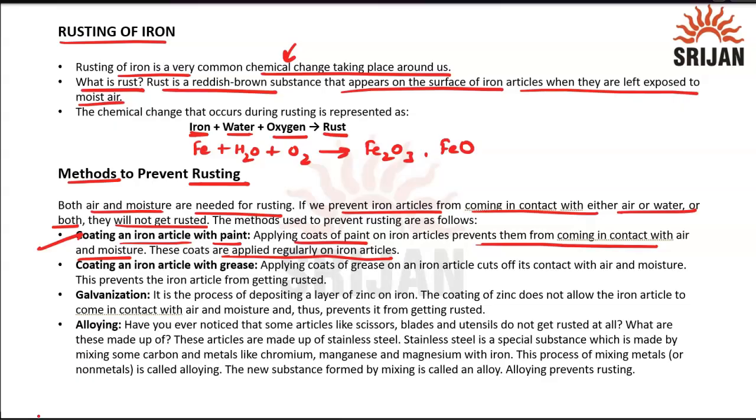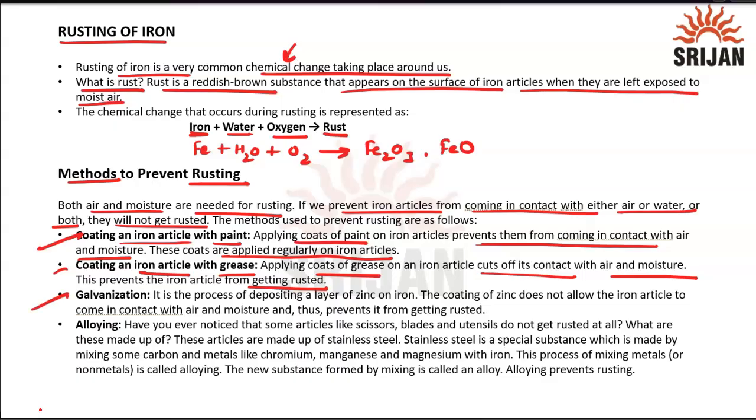The second thing would be coating an iron article with grease. So you can apply the paint, you can apply the grease, you can also apply some kind of oil, which cuts off its contact with the air and moisture. This is one common thing that you can do. Make sure you do not allow by any means contact between the iron and the water and air, which will prevent the iron from getting rusted.